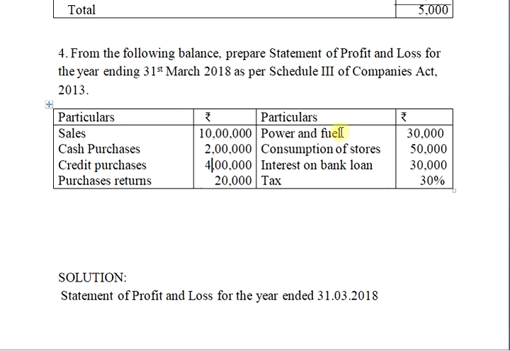Power and fuel should be shown under which head? Under the head of other expenses. Consumption of stores should be shown under expenses. Interest on bank loan is 30,000; what expense is it considered here? It is finance cost. Tax 30% should be shown after profit before tax. After that you will be showing the tax at 30%. Current tax will be reducing it.